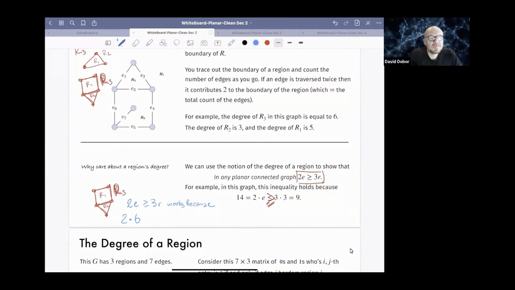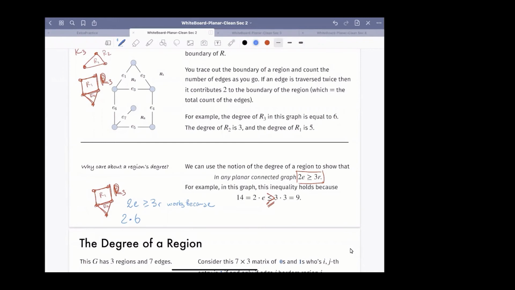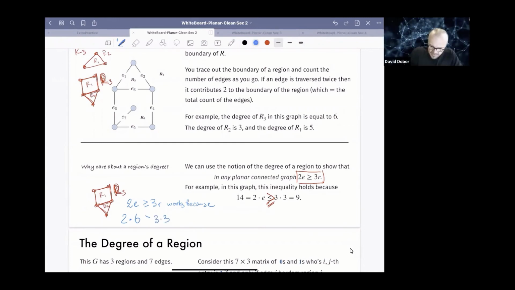How many regions? 3. 3 regions. So does that work? Twice 6 is greater than 3 times 3. So it works. And it works for any planar graph.